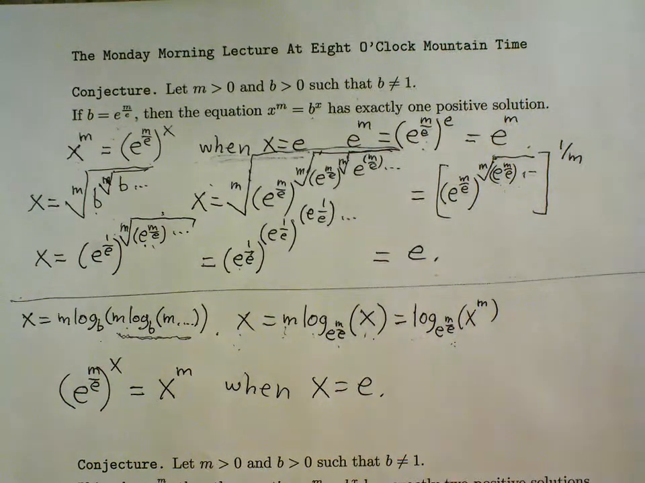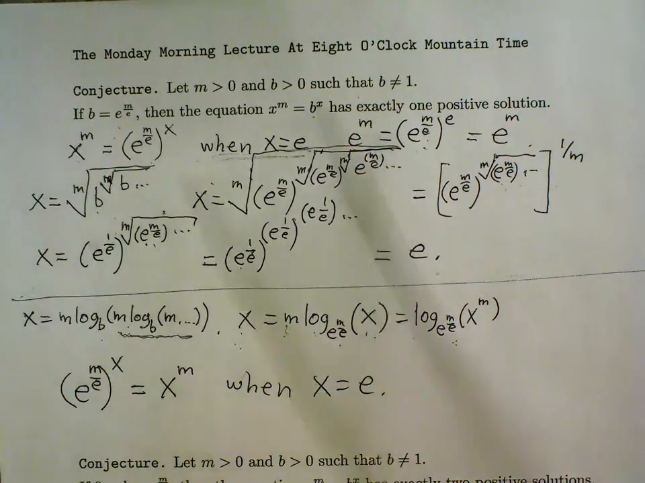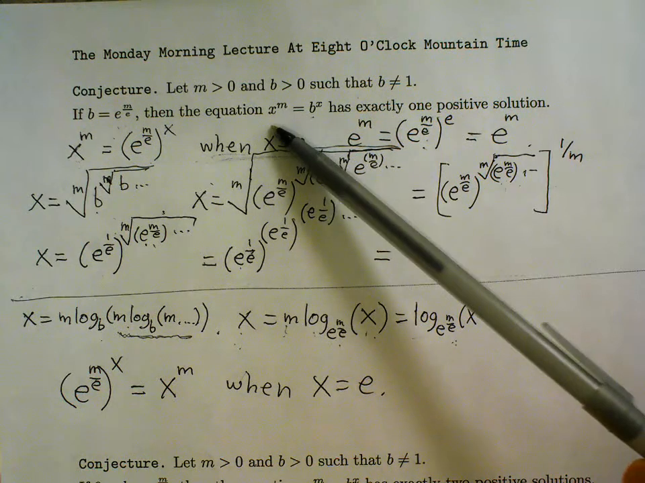Okay, so the point of this little exercise was to show that when the base number b is e to the m over e, the two solutions for this equation are the same number.